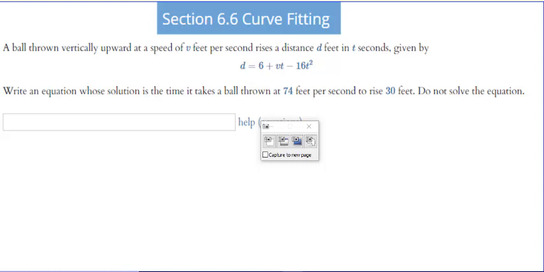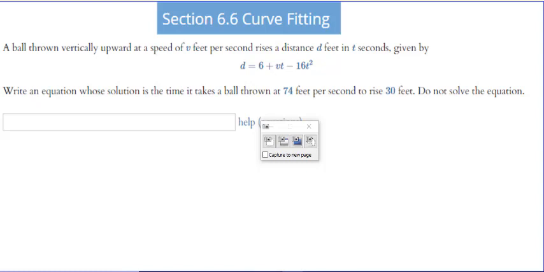Chapter 4, Section 6.6, Part 1 Video. In this section, we'll be looking at quadratic regression. And so we'll be doing this on a calculator. And I'll show you some techniques to get everything that you need in order to be successful in this.